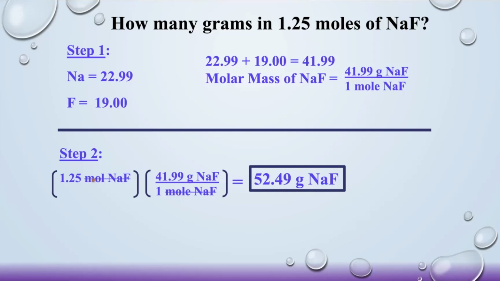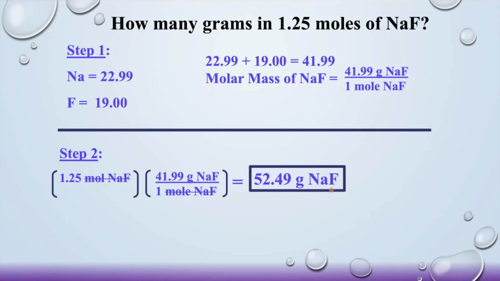We cancel out the moles. We're left with the label of grams. We multiply 1.25 times 41.99. That's where we get 52.49 grams of sodium fluoride. That's how we know what to measure out.